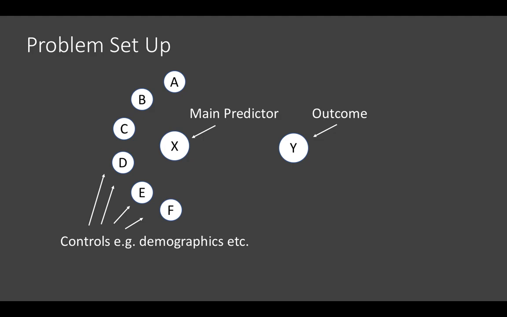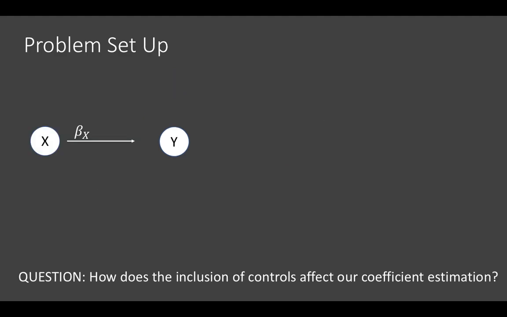So the problem setup might be as follows. We may have a predictor x, and we're primarily interested in its relationship with some outcome y. But at the same time, we may have access to a number of other variables, which sometimes are called control variables. These may include things like demographics, like age and gender, socioeconomic status, and so on.